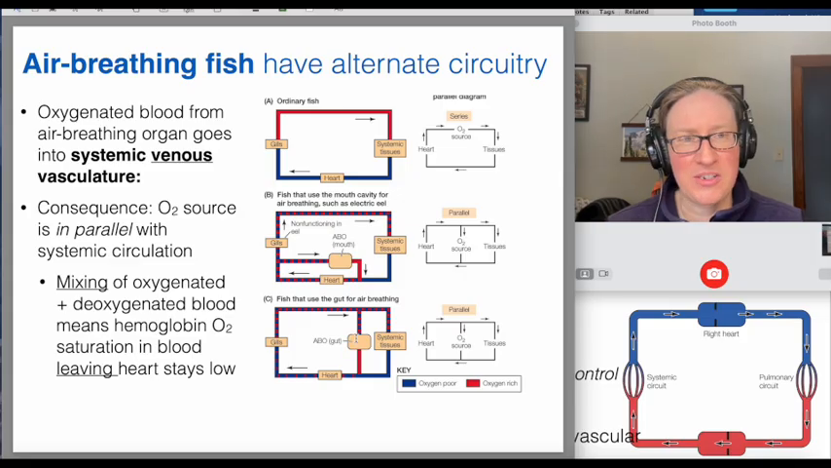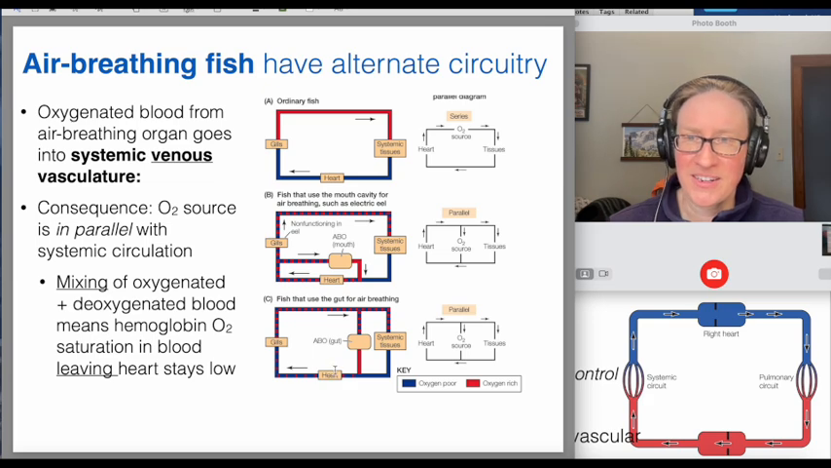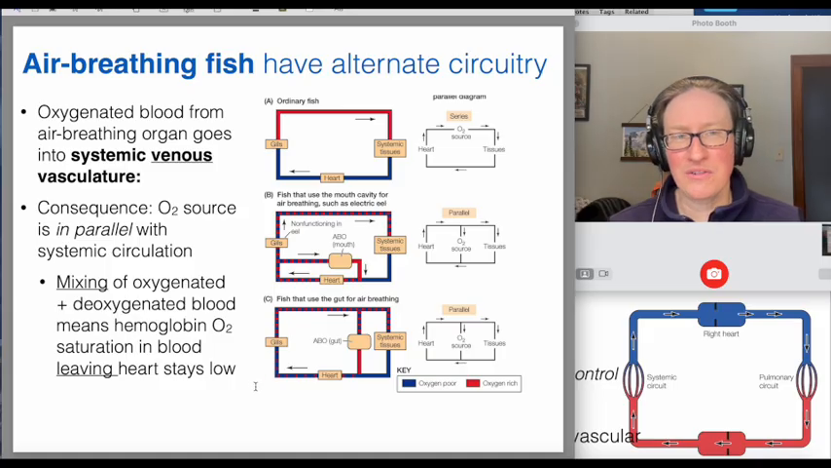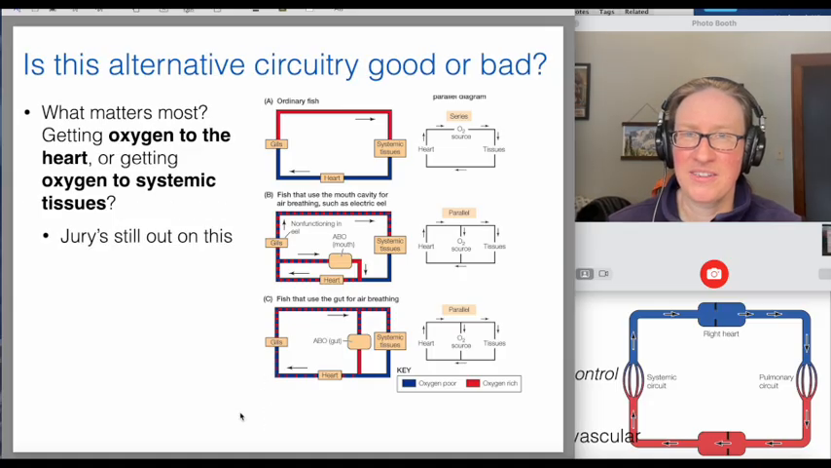And then just as an alternate example, for fish that use their gut as the air-breathing organ, right, in this instance, the blood passes across the gills and then across the air-breathing organ, but we have the same overall consequence of now seeing a mixture of oxygenated and deoxygenated blood resupplying the heart, right? So what that means is typically, even though there's more oxygen returning to the heart, there's still a fairly low oxygen saturation in blood leaving the heart. So it's an improvement, but it's not a cure-all for these fish.